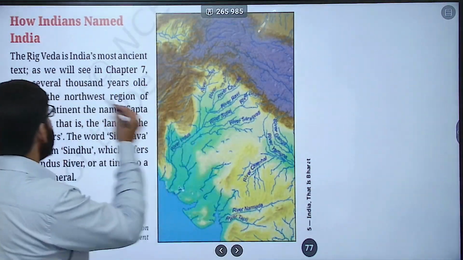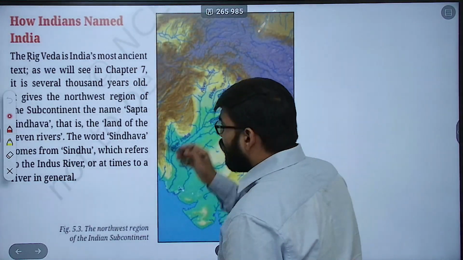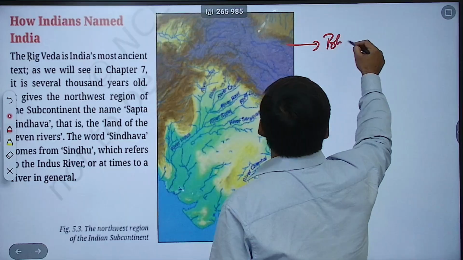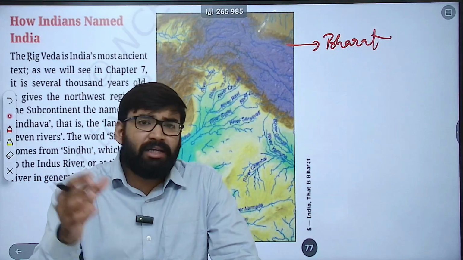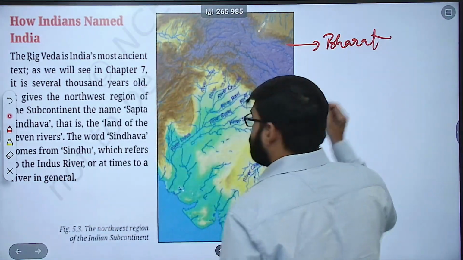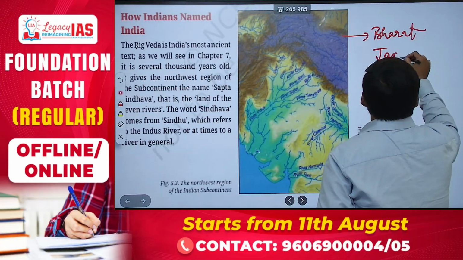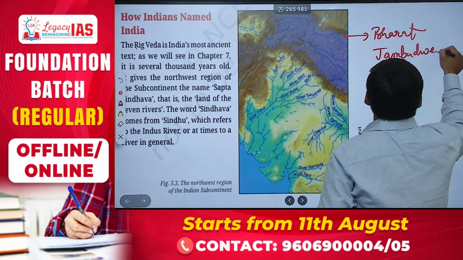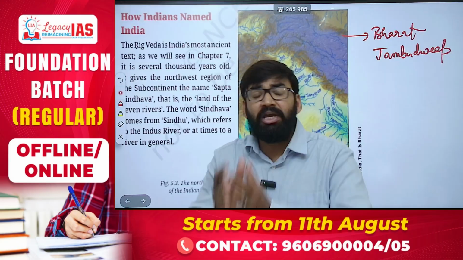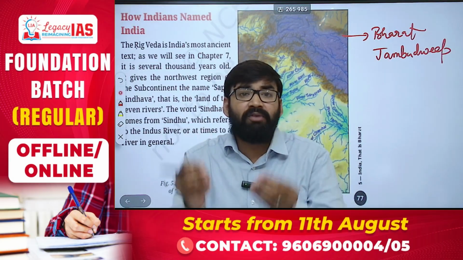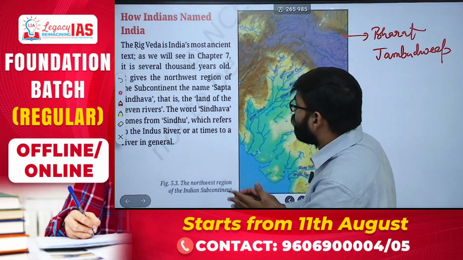As we can see here, India is renamed in the NCERT as Bharat. So various names of Bharat, like Jambu Dweep, all these names are mentioned. And the books talk about the ancient history of India from the Rig Veda.